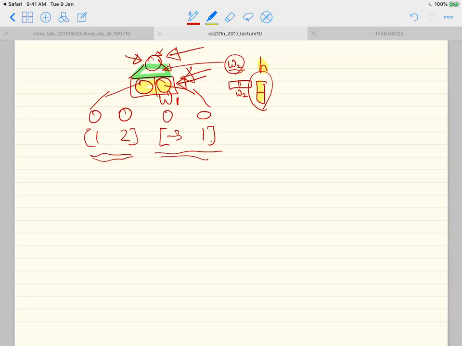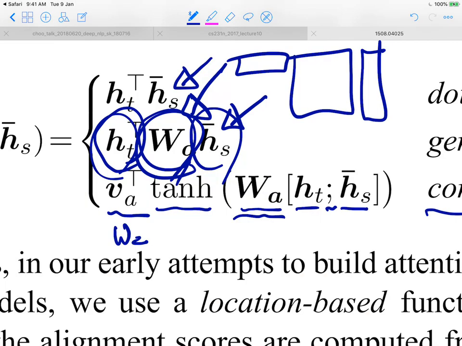Any questions about it? So this is another way of computing the attention module. And then how do we train this W1 and W2? They will be trained entirely in an end-to-end manner, right?